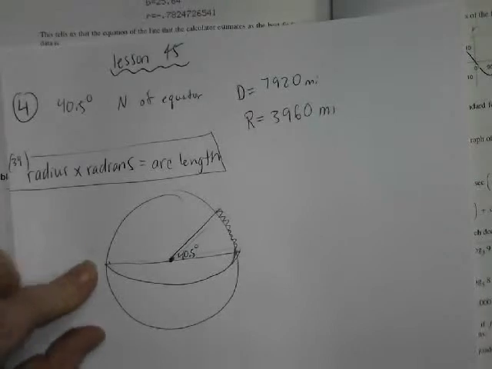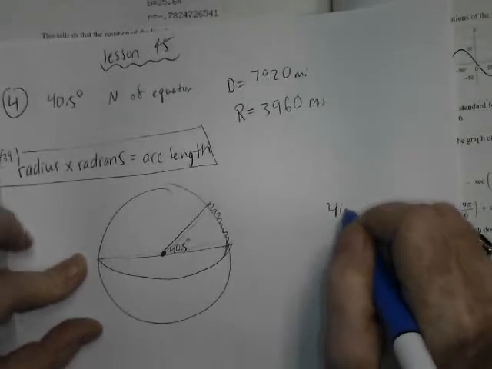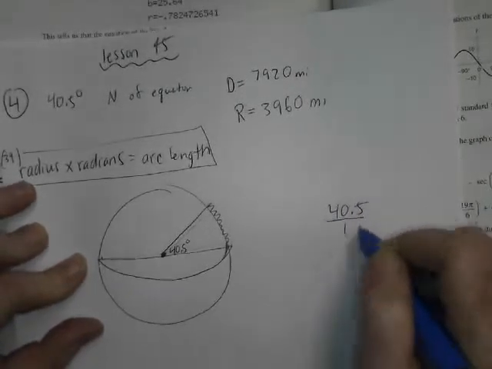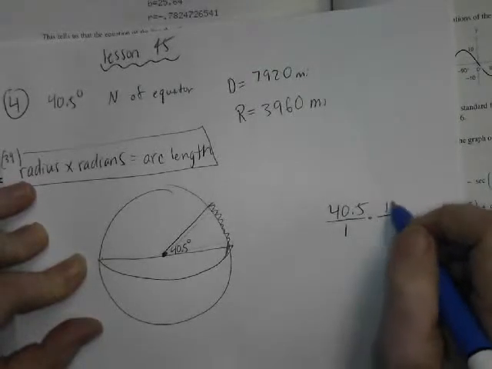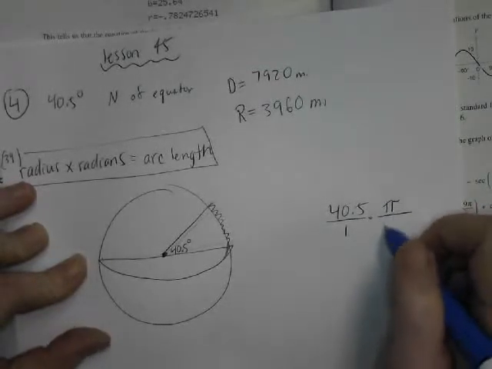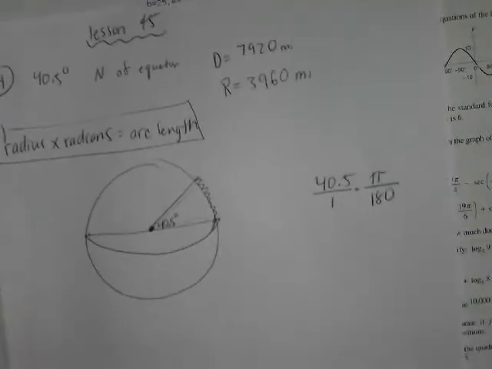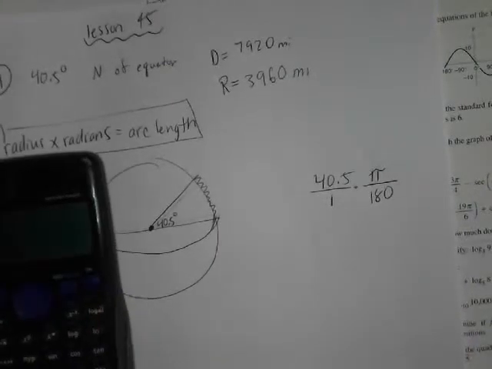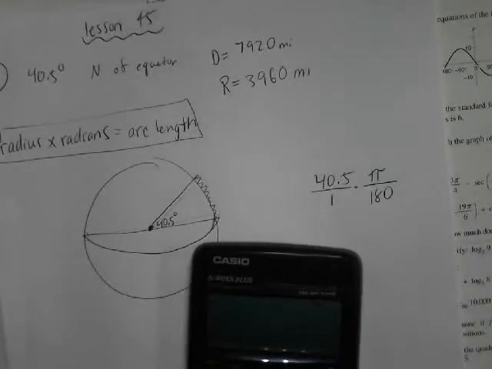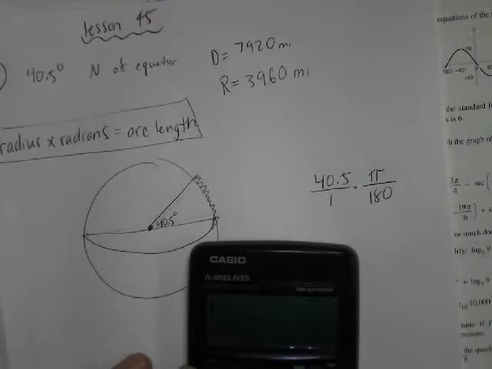Wow. So it's not one of the ones that we have memorized. So we have to go 40.5 over 1 times pi over 180. Pi over 180, yes. Okay. So this one's going to end up being a calculator problem. I mean, there are other ways to do this, but I'm just going to do it this way because I think that's what they're wanting you to do. I think this is ugly, but I'm just going to get the decimal for it.